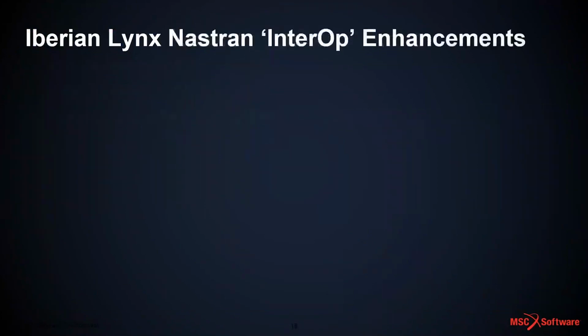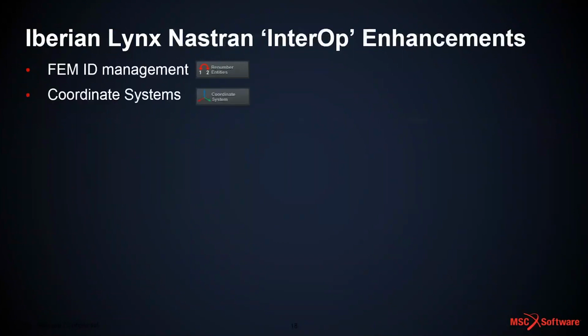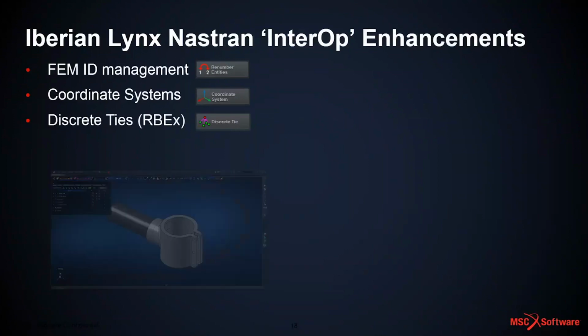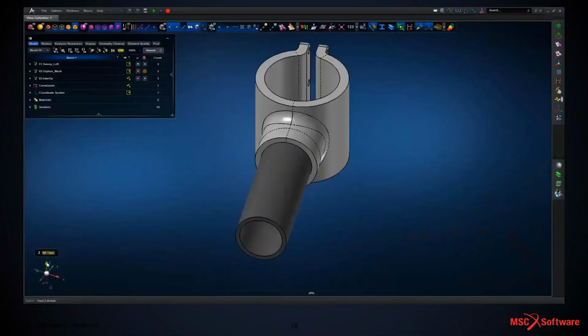Moving on to the Iberian Lynx Nastran interop capability. So you've seen some of this with some of the earlier demos. We've now got control of ID management, so we can renumber entities very quickly and efficiently. We've got the ability now to import, create, manipulate and export discrete coordinate frames, which we didn't have previously. We've also got the ability to import, create, edit and export discrete ties, which is another way of saying RBE2 and RBE3 type definitions within the Apex environment. And we have a quick video showing that.